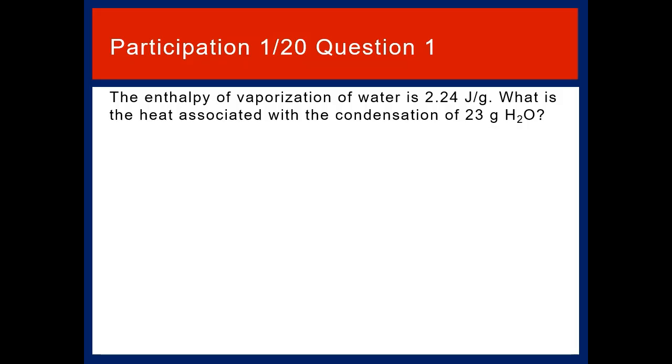Participation 120, question 1. The enthalpy of vaporization of water is 2.24 joules per gram. What is the heat associated with the condensation of 23 grams of water? This is the first question on participation 120 due Tuesday, January 20th at 11:59 p.m. over on Blackboard. Link to the assignment is right below the links to these videos. Again, the enthalpy of vaporization of water is 2.24 joules per gram. What is the heat associated with the condensation of 23 grams of water?